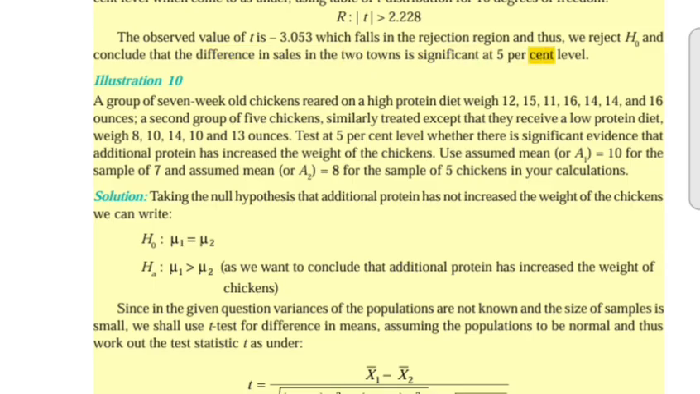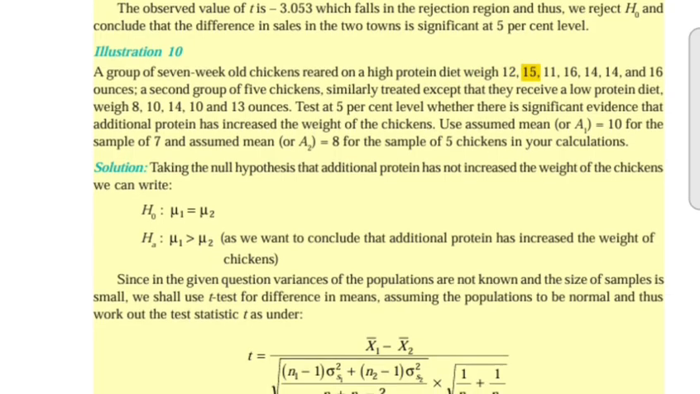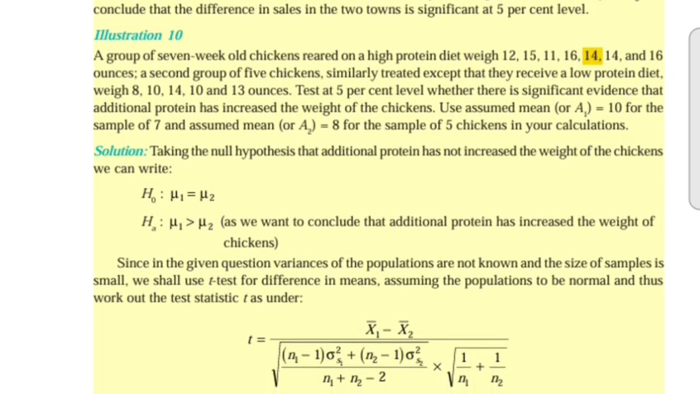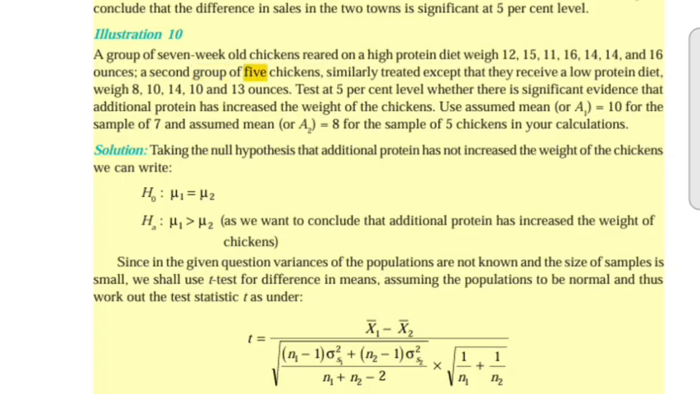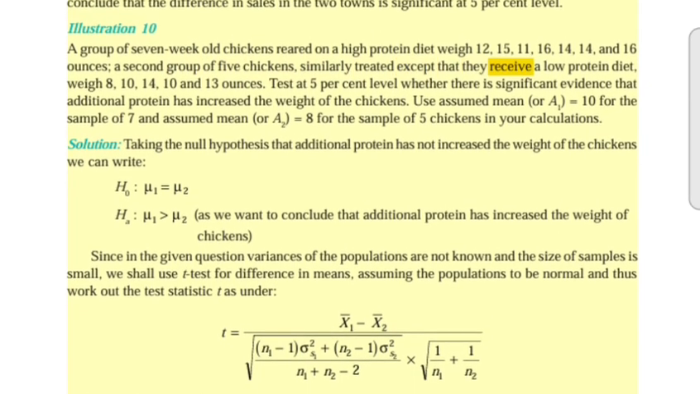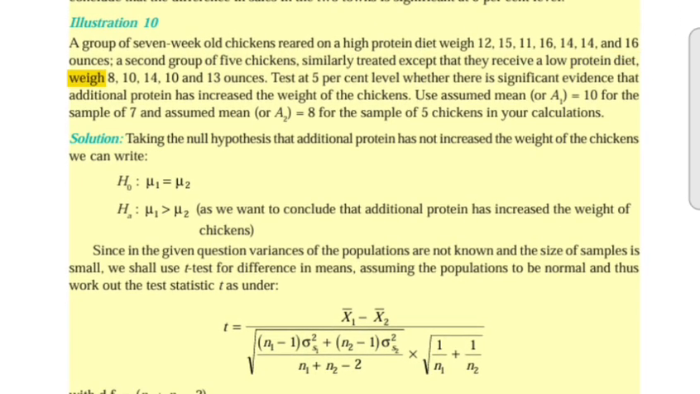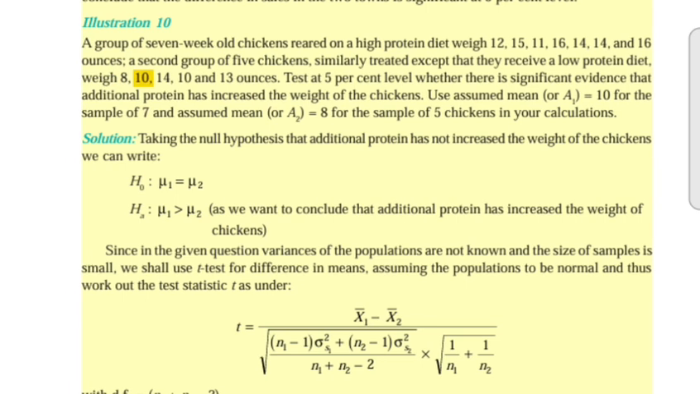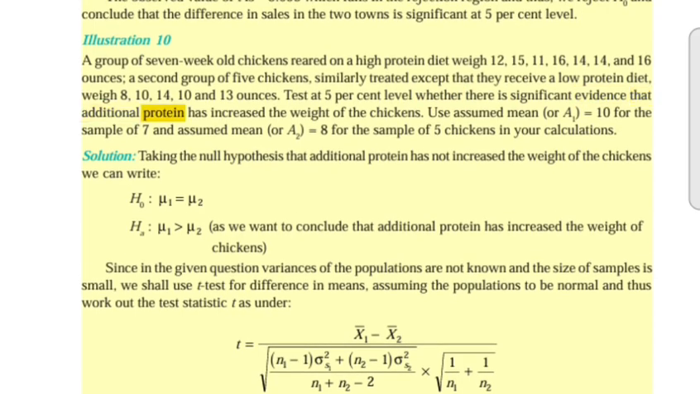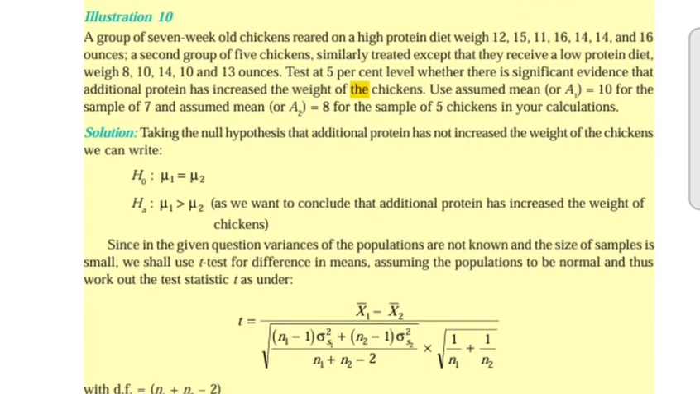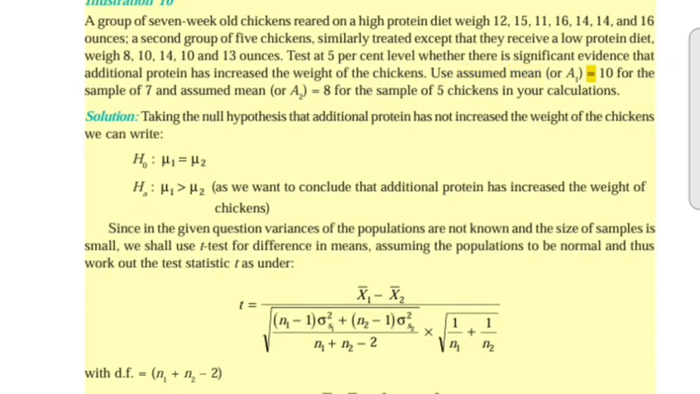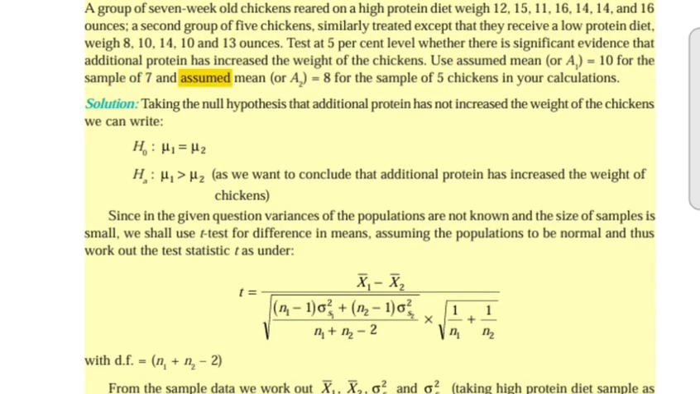Illustration 10. A group of 7-week-old chickens reared on a high-protein diet weigh 12, 15, 11, 16, 14, 14, and 16 ounces. A second group of 5 chickens, similarly treated except that they receive a low-protein diet, weigh 8, 10, 14, 10 and 13 ounces. Test at 5% level whether there is significant evidence that additional protein has increased the weight of the chickens. Use assumed mean A1 = 10 for the sample of 7 and assumed mean A2 = 8 for the sample of 5 chickens in your calculations.